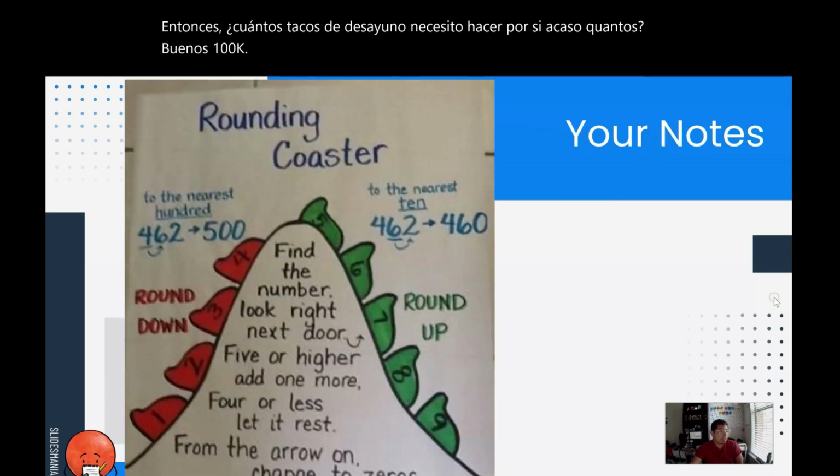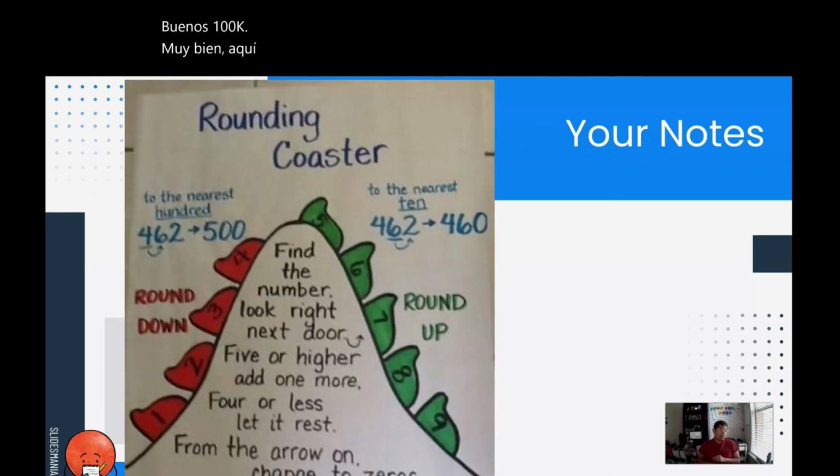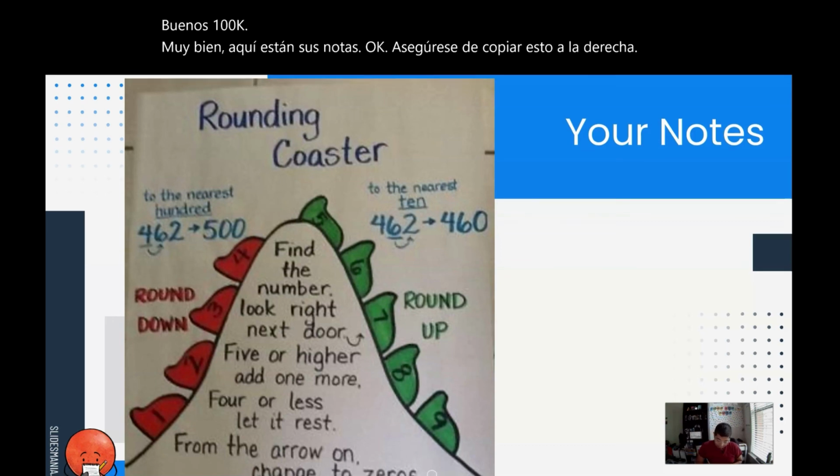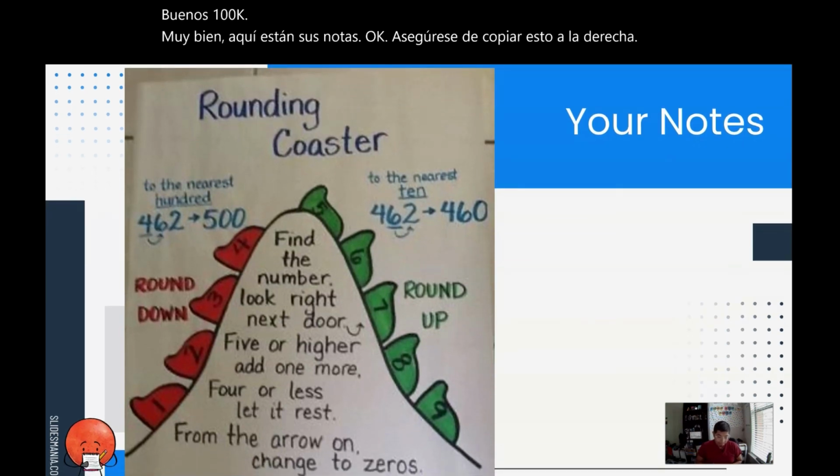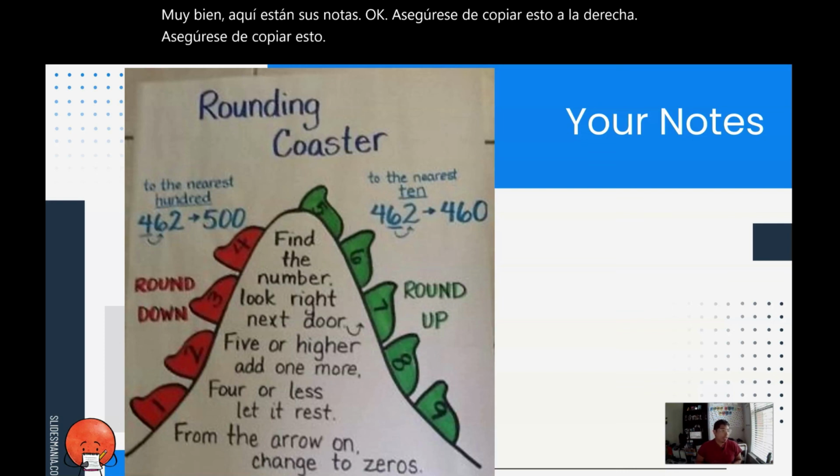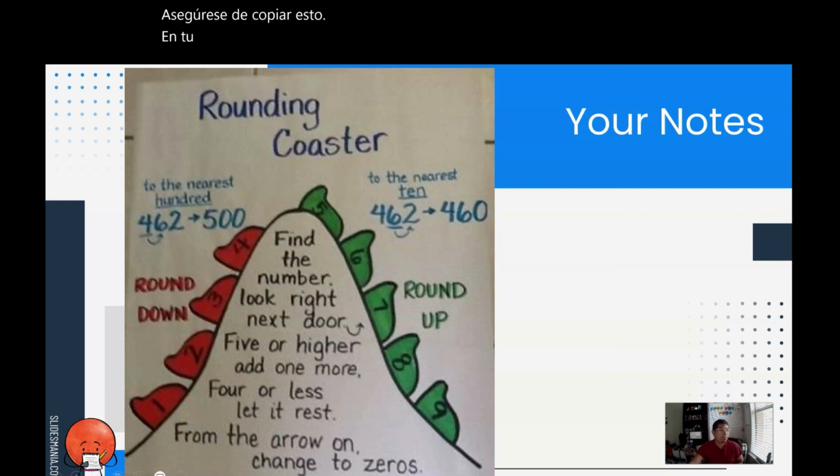All right, here are your notes, okay? Make sure to copy this down in your notebook. Tienen que copiar esto en su libreta.